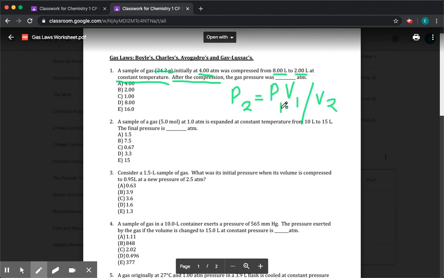You plug all the numbers in. 4 times 8 is what? 4 times 8 is 32. And then 32 divided by 2 is what? 16. Okay, so number 1 is 16.